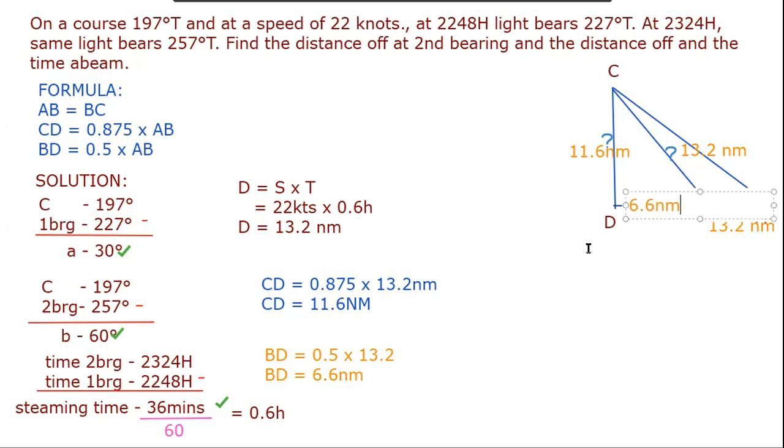So ibig sabihin nakuha na natin ang value ng distance ng second bearing, which is 13.2 nautical miles. And then additional, nakuha pa rin natin yung BC kasi nga ang AB is equivalent to BC lamang. So kapag CD ang kinukuha natin, when the vessel is abeam, nakuha na din natin, which is 11.6 nautical miles. Ano? So, ibig sabihin, hanapin natin daw yung time. Paano natin makukuha yung time?